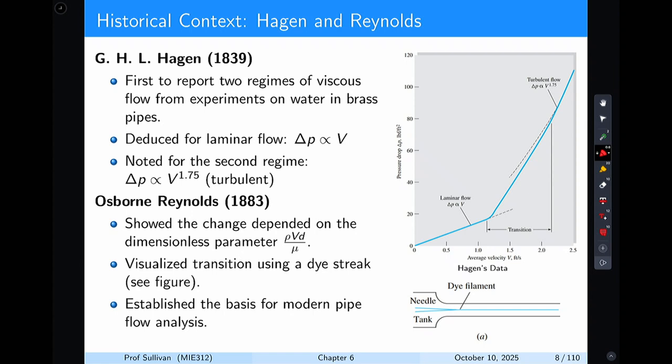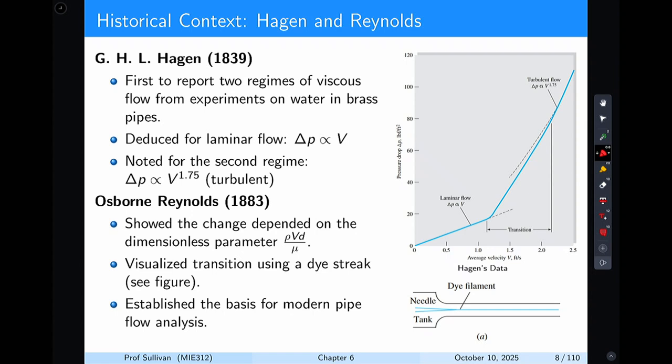So Hagen introduced 2 regimes of viscous flow from experiments on water and brass pipes. So it deduced that the pressure drop is proportional to velocity, and for a turbulent regime that it went as v to the 1 3/4 for that pressure drop. Everybody's worried about pressure drop. We're not worried about velocity so much. Showed the change depended on the dimensionless parameter, which is now the Reynolds number, so you see where it comes from. And visualized transition using a dye streak.